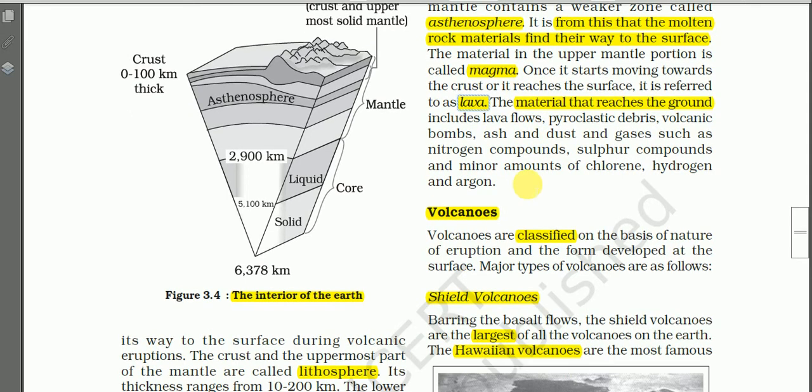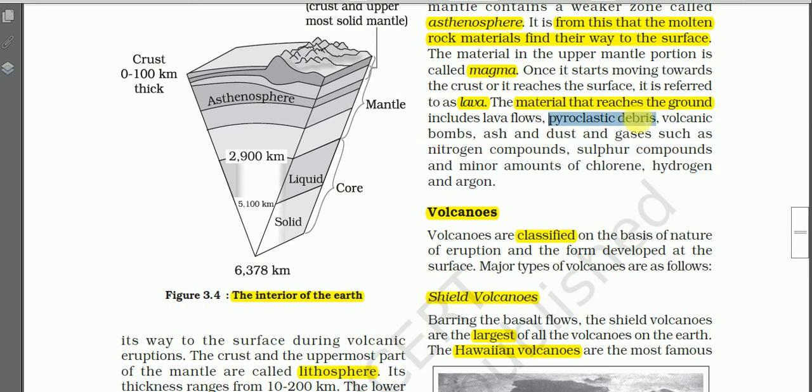And see, we have been learning about volcanoes, what volcanoes are, and what materials are ejected onto the ground. The materials that reach the ground include lava flows, then pyroclastic debris. Pyroclastic debris means rock fragments. Then volcanic bombs, ash and dust, gases such as nitrogen compounds, sulfur compounds, and minor amounts of chlorine, hydrogen, and argon. So these are the important materials ejected at the time of volcanic eruption.